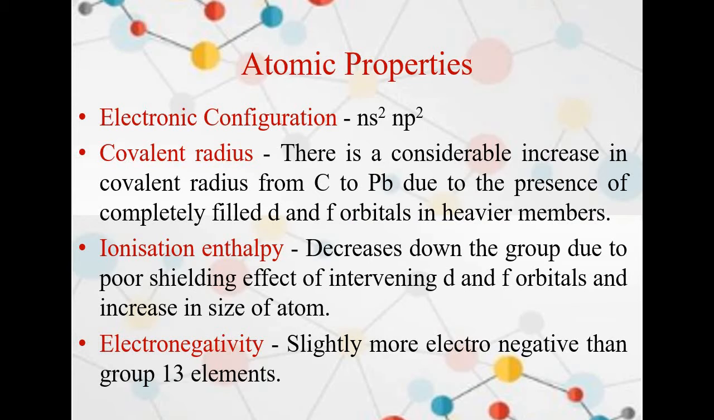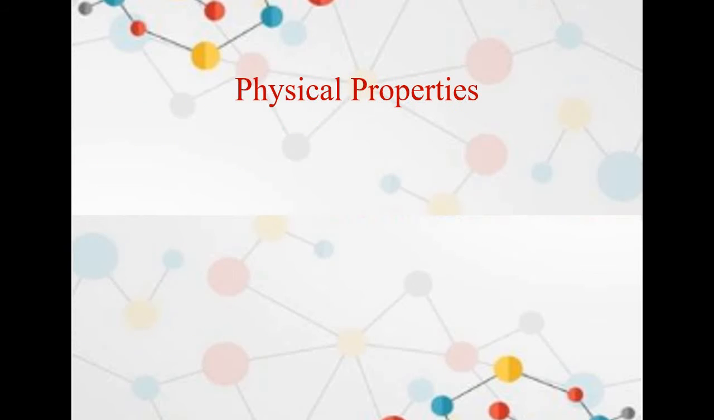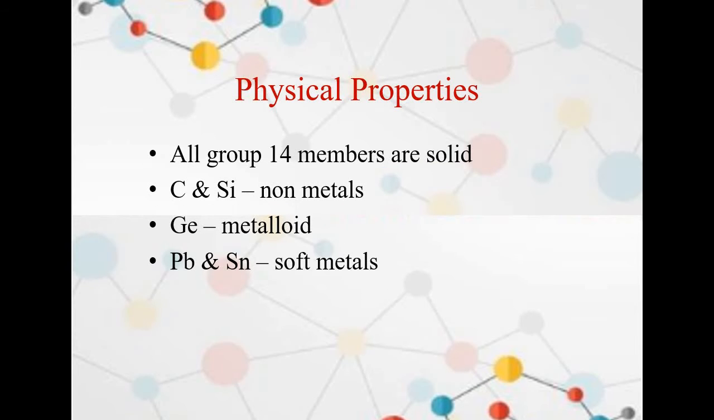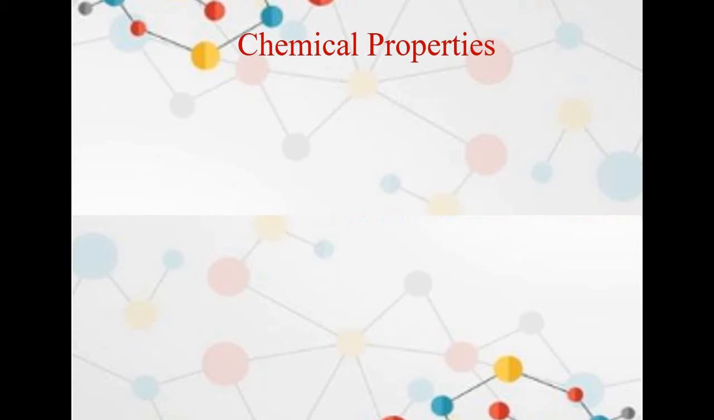Then next property is electronegativity. It is slightly more electronegative when compared to group 13 elements. Then we are moving to the physical properties. All group 14 elements are solid in nature. Carbon and silicon, the first two members of group 14, are non-metals. Germanium is a metalloid. Tin and lead are soft metals.